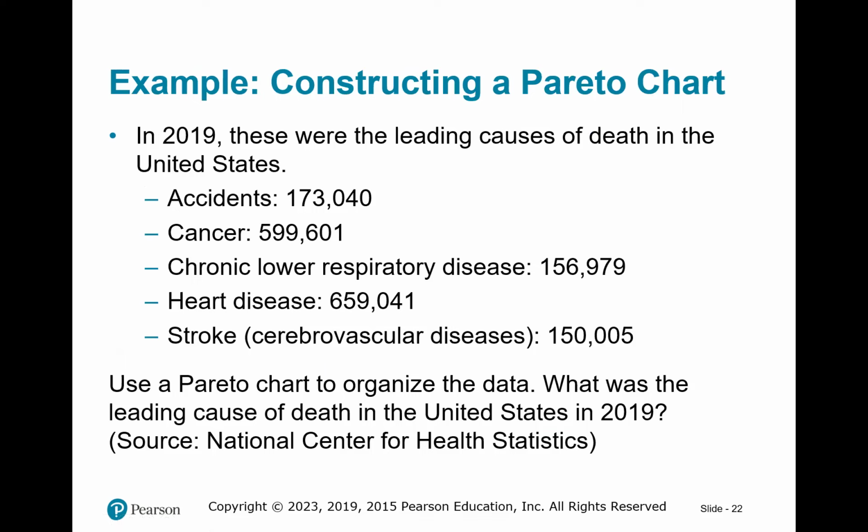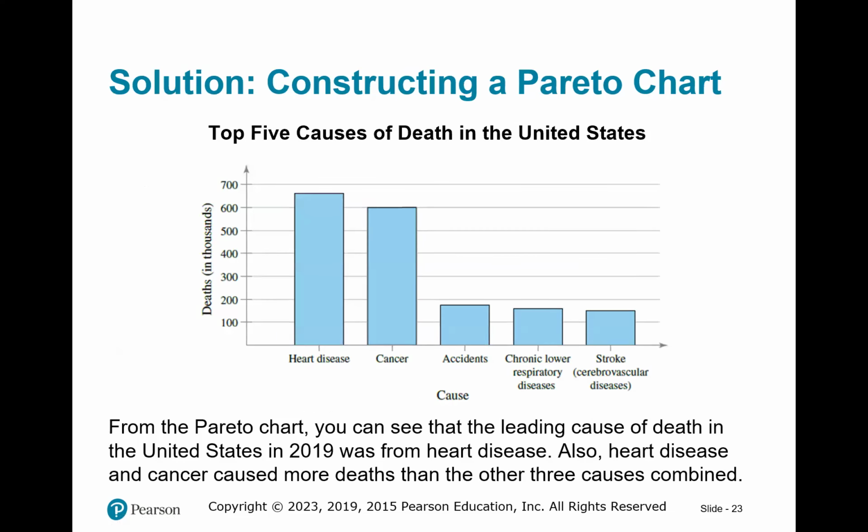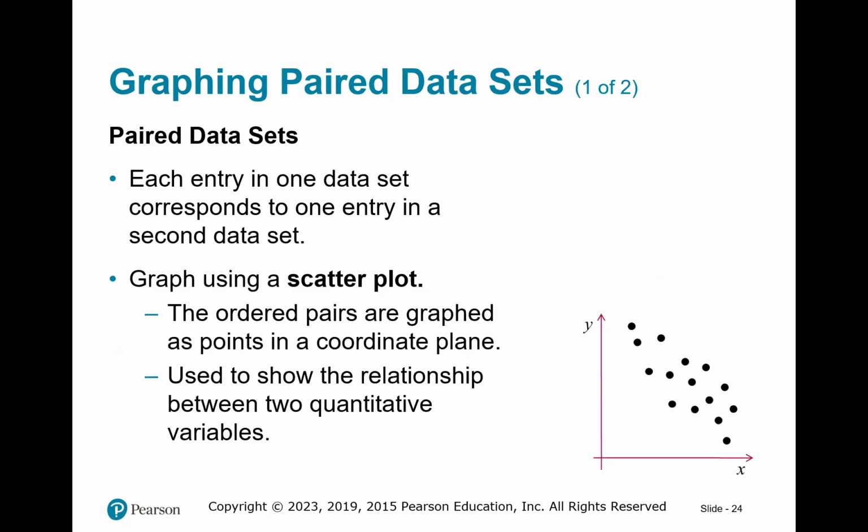And then we want to use the Pareto chart to organize the data, and see what was the leading cause of death in the United States in 2019. So this is what we get when we create the chart. From this chart, you can see that the leading cause of death in 2019 was heart disease. Also, heart disease and cancer caused more deaths than the other three reasons.